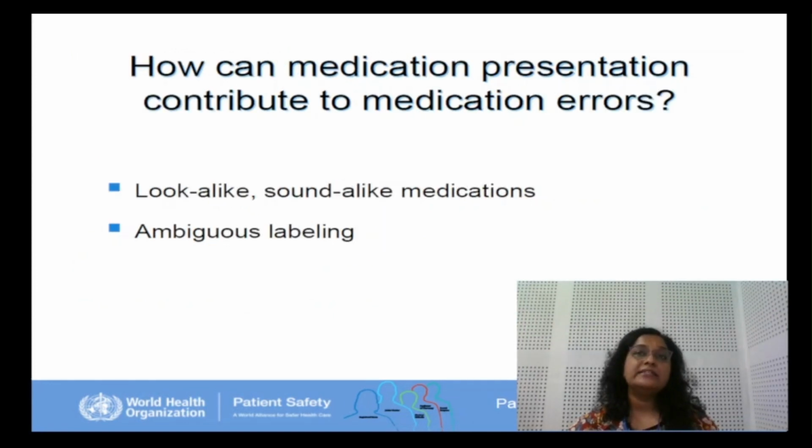We saw how marketing drugs under similar sounding names and even generic compounds with similar sounding names creates a lot of confusion. These are the LASA drugs, the look-alike, sound-alike drugs. We discussed Lamitor and Lamivir. Ambiguous labeling, when labels of two drugs look very similar.